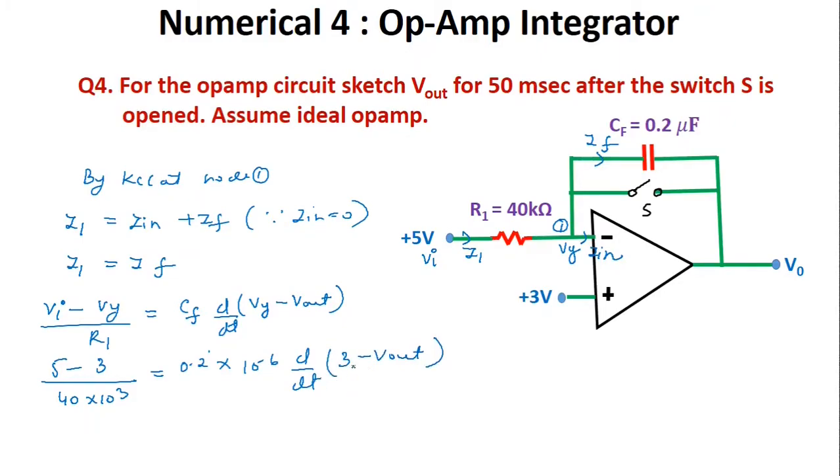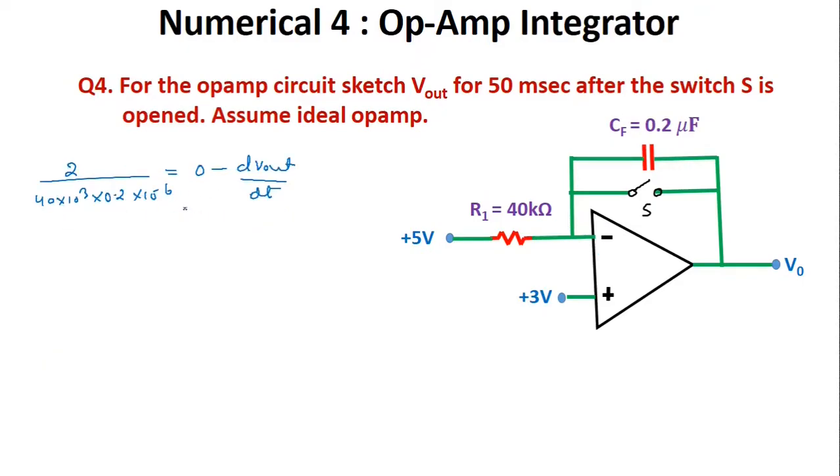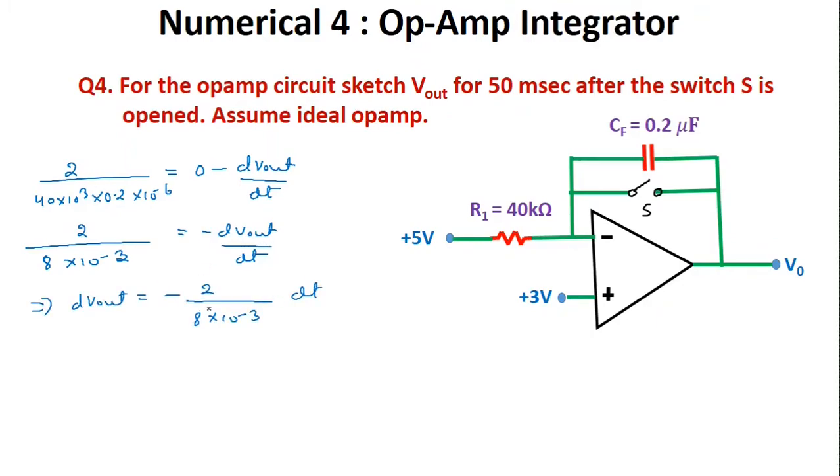Now from this equation we can see that the differentiation of the constant term will be equal to 0. So d by dt of 3 will be equal to 0. Now we will get this type of equation. After solving this equation, we will get 2 divided by 8 into 10 to the power minus 3 is equal to minus of d by dt of Vout. Now this equation can be written like this.